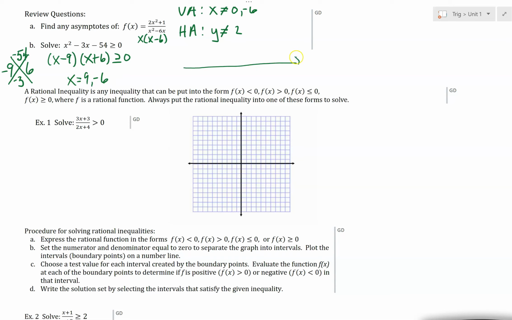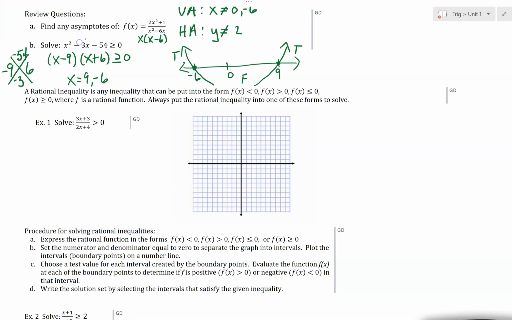If we drew our number line, we would have -6 over here and 9 over here. This is a quadratic pointing upwards, so it's doing something like this. They want greater than or equal to, so greater than just means above the line. This would be true, this would be true, this would be false. We can check real quick. If I put in 0, it says -54 is greater than or equal to 0. That's not true. So we've got two pieces to this.